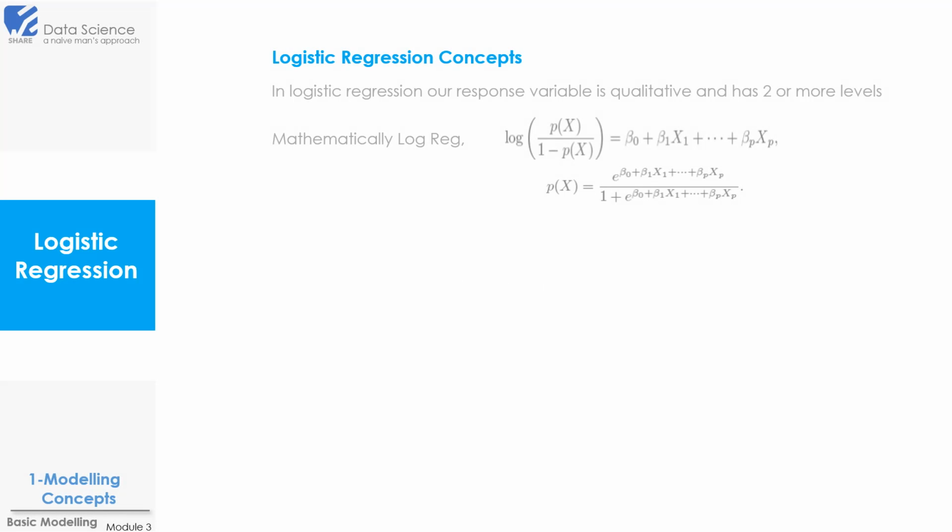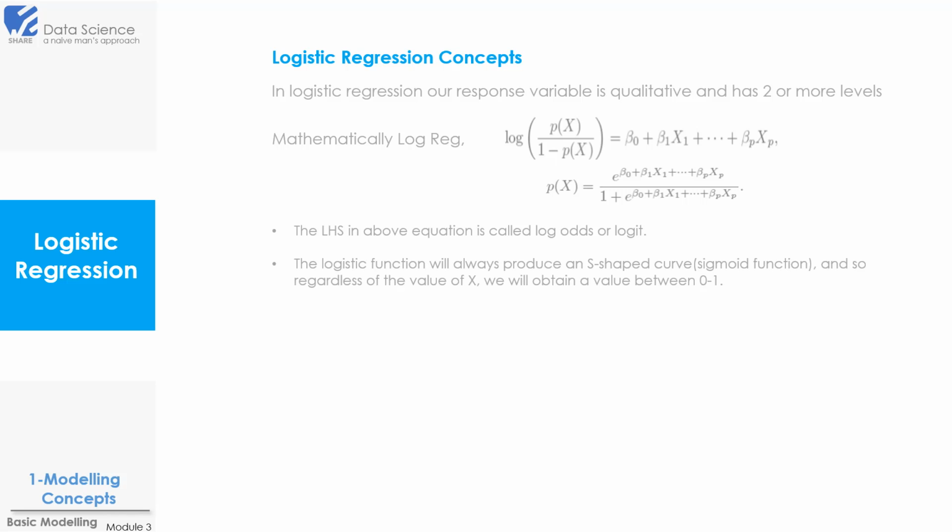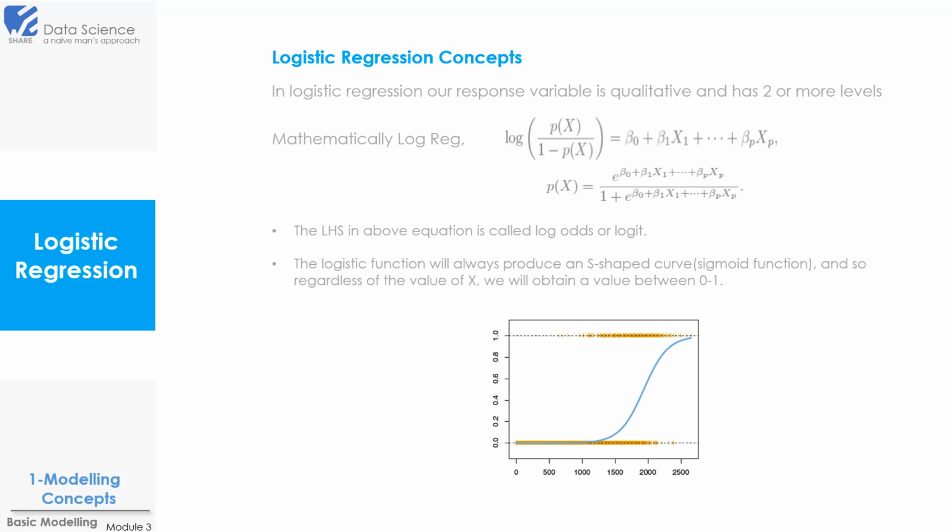So in logistic regression, our response variable is qualitative and has two or more levels. Mathematically, the formula for logistic regression is shown here. Here P is the probability of success. The left hand side in the above equation is called log odds or logit function. The logistic function is a sigmoid function and will always produce an S-shaped curve as shown in the figure. So regardless of the value of x, we will always obtain its value between 0 to 1.